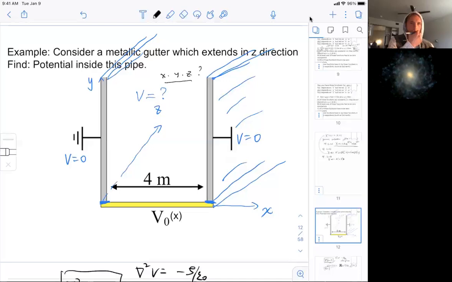Okay, and why would that be? Let me look at what someone said in the chat. The chat said no z dependence, but do depend on x and y. So how do we know that it doesn't have a particular dependence?